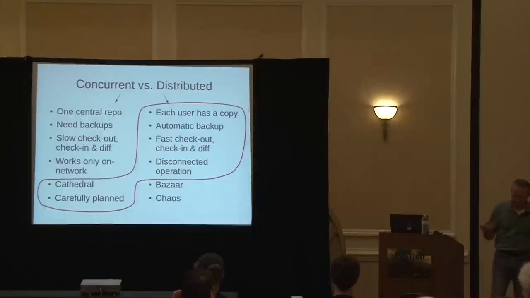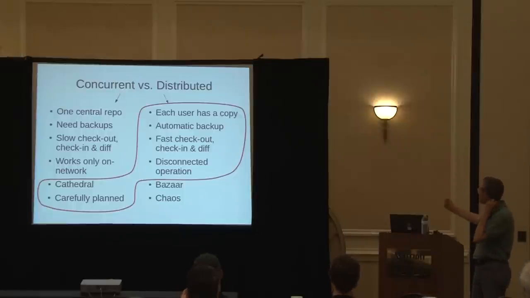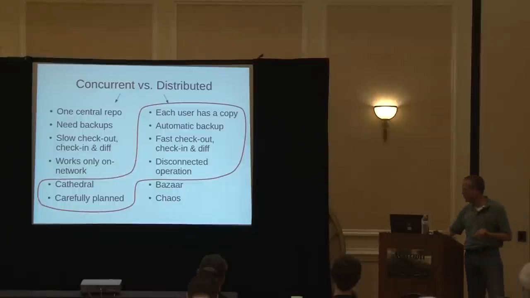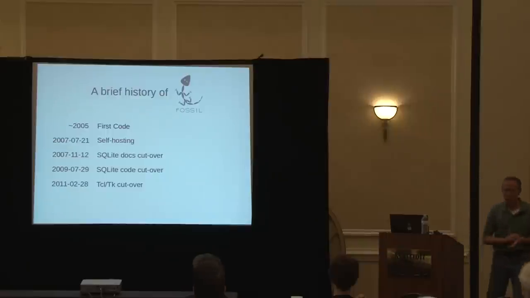So my thinking was, you know, I really like the automatic backup, I really like the disconnected operation, why can't I do that and still follow a cathedral type development model? Why do I have to switch to bazaar in order to have these really cool features of the new distributed version control systems? And so that is sort of the genesis of the whole idea behind Fossil, which I started working on around 2005, about the same time Git came out.